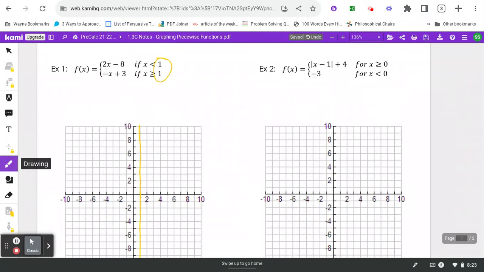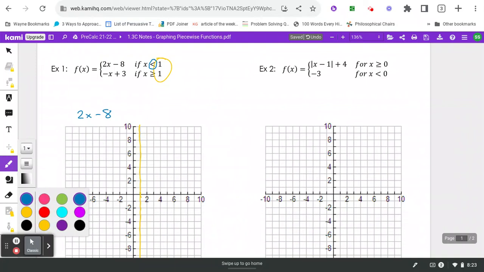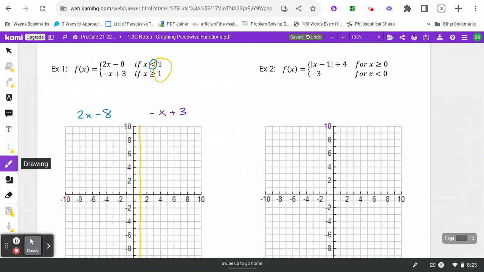Then based on the less thans, greater thans, you're going to be able to tell which equation is on which side. So you can see that this is a less than symbol. Now less than 1 is to the left. So this side would be 2x minus 8. And then on the right, I'll switch colors for us. This would be negative x plus 3. This one's going to get a closed dot when I finally finish it up because of the or equal to sign. And then our 2x minus 8, because of the less than, is going to get an open.